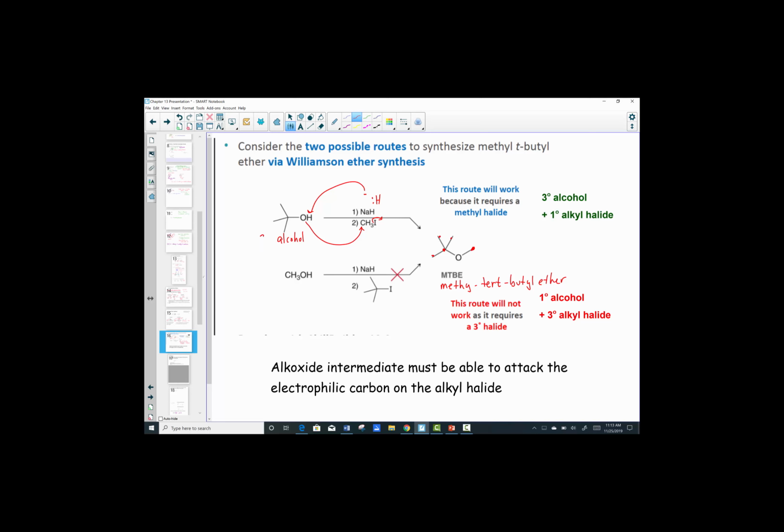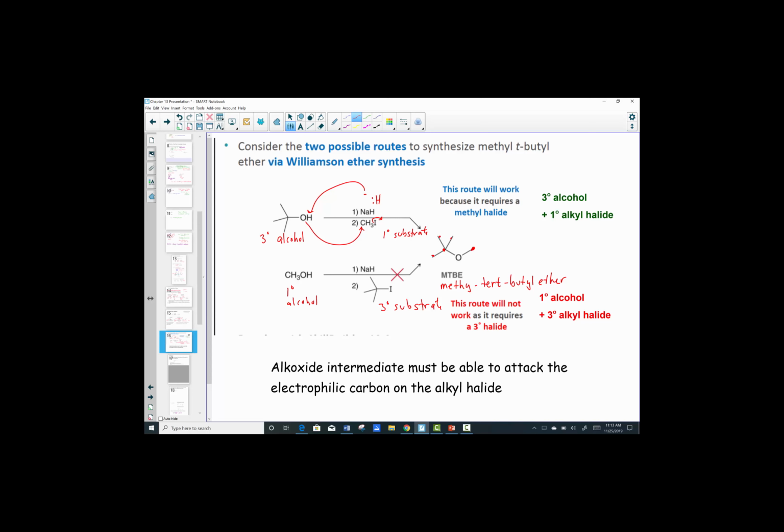So here's your two choices. Do we start with a tertiary alcohol and a primary substrate? That's what we see on the top arrow. A tertiary alcohol and a primary substrate, versus a primary alcohol and a tertiary substrate. What works best for the SN2 mechanism?